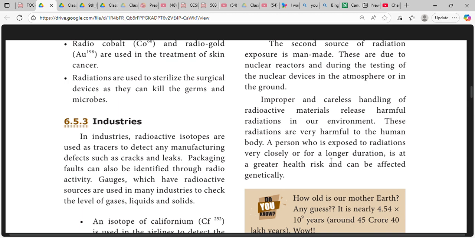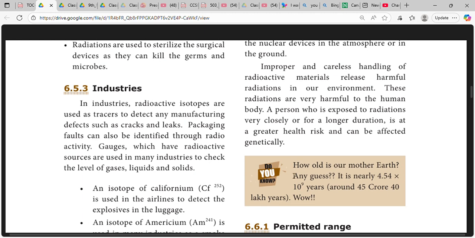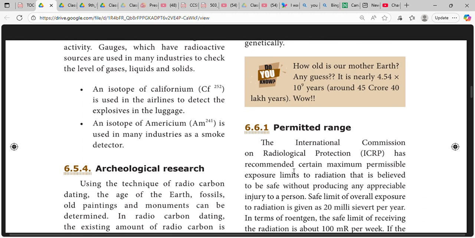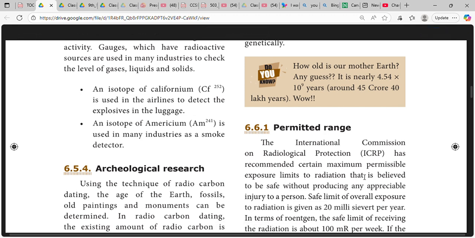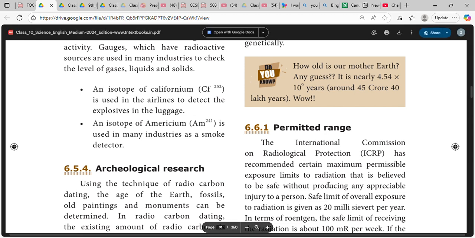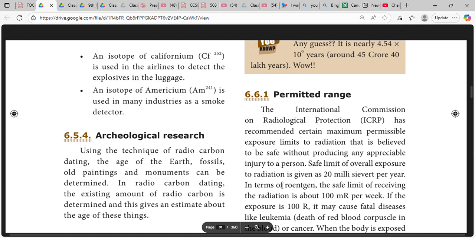A person who is exposed to radiations very closely or for a longer duration is at a greater health risk and can be affected genetically. The International Commission on Radiological Protection (ICRP) has recommended certain maximum permissible exposure limits to radiation that is believed to be safe without producing any appreciable injury to a person.